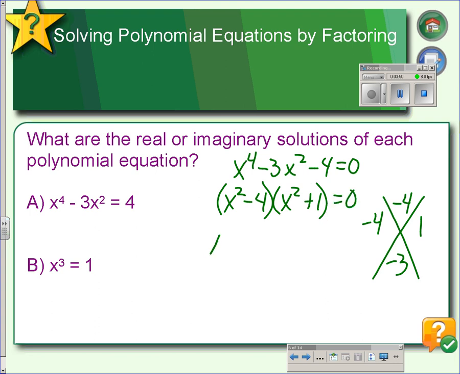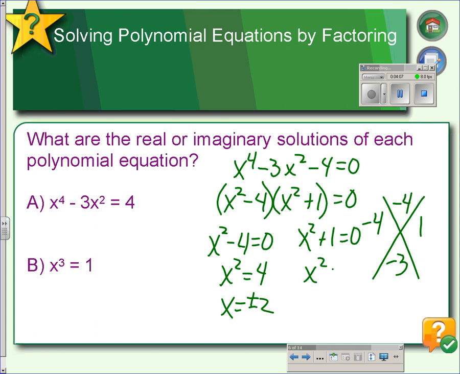Using the zero product property, we can solve these. Adding 4 to both sides, and then take the square root, we get plus or minus 2. And on the second one, x squared plus 1 equals 0. Subtracting 1 gives us negative 1. Taking the square root, we get plus or minus i.